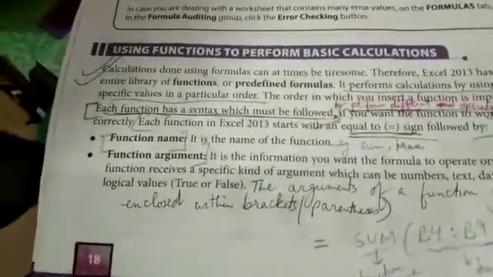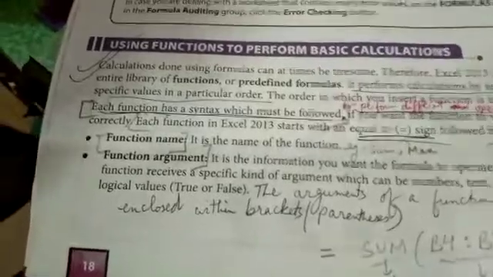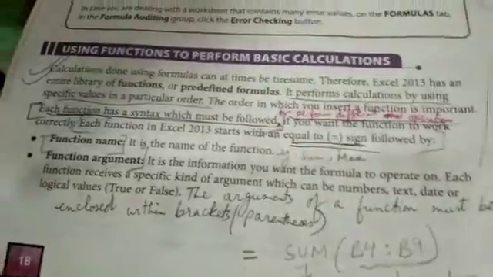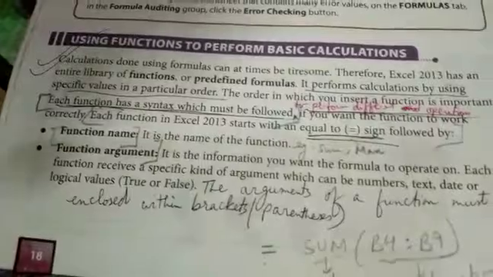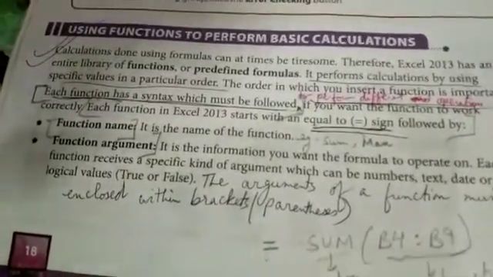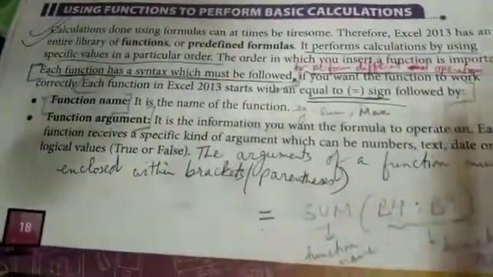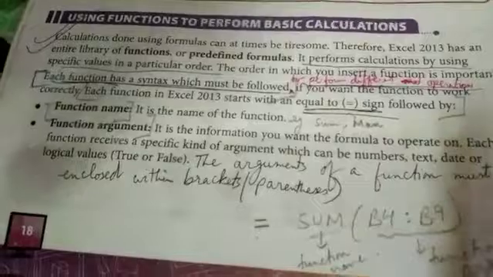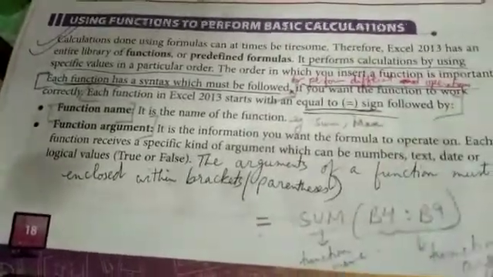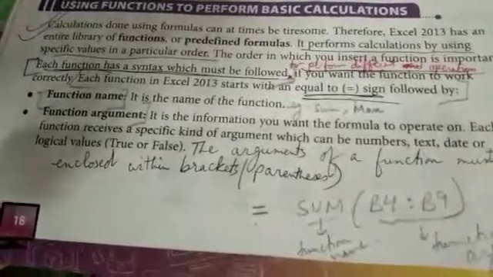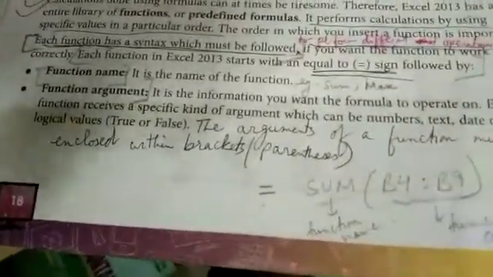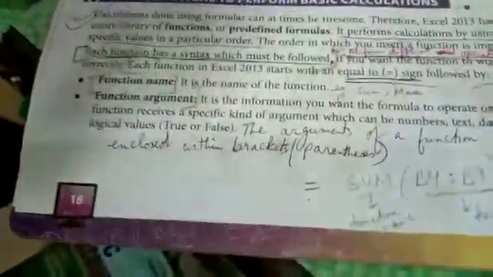Functions. Calculation can be done using formulas in Excel, but it can be tiresome. So we have an entire library of functions, or predefined formulas. Each function has a syntax, meaning it has specific values in a particular order that should be followed to perform different operations. Each function in Excel starts with an equal sign, has a function name, and has a function argument.